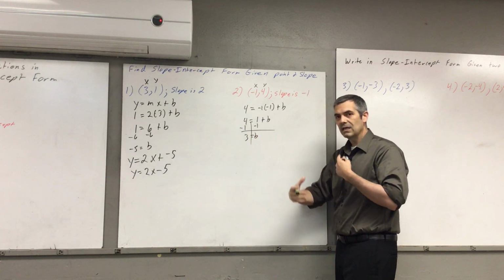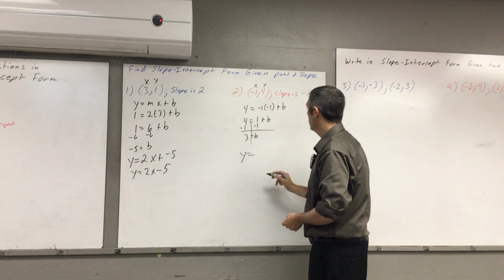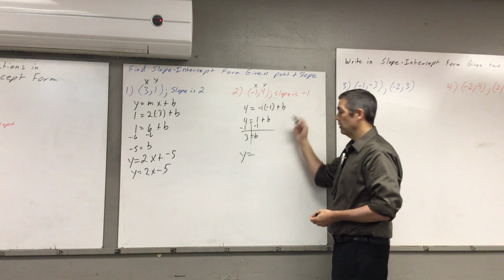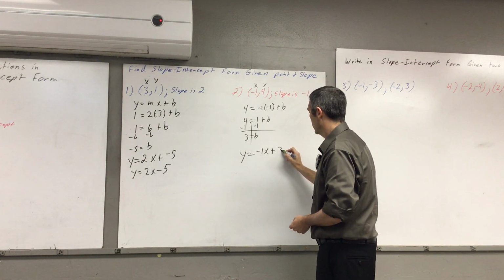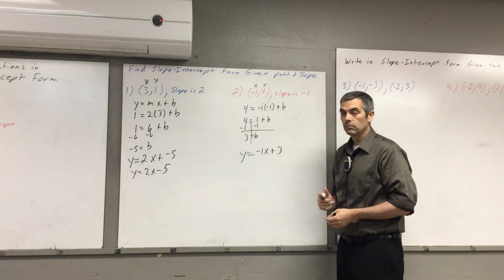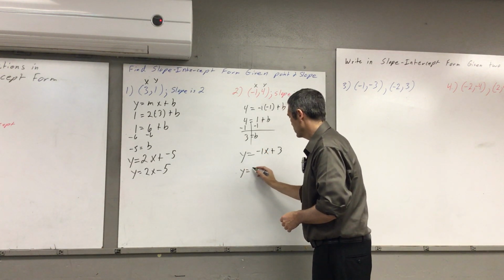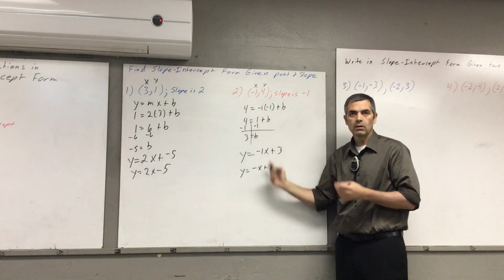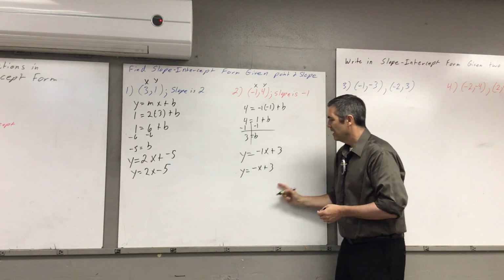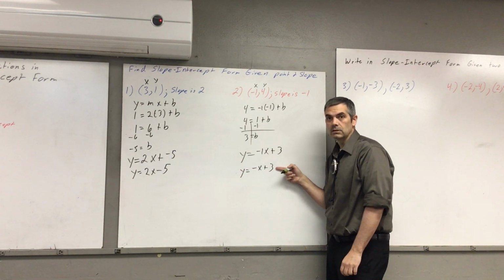Now plug it back into slope-intercept form. y equals your slope, negative 1, x plus 3. So your slope is negative 1. You could also write this like this. You'll see it written like this, either way. Okay, so be aware of that. If it's a multiple choice question, you're going to see this one.